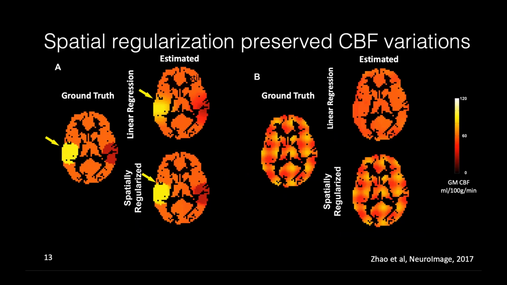Now, these data indicated that it was important to regulate perfusion quantification using the information of the data itself, which would enable us to detect subtle perfusion changes in diseases such as dementia.